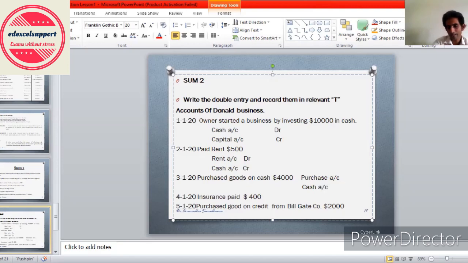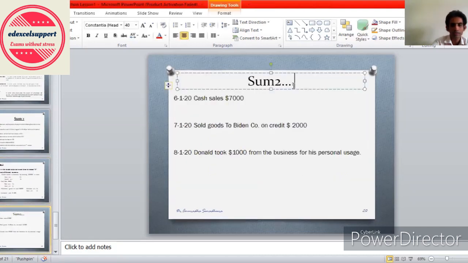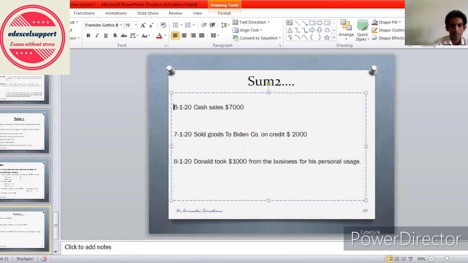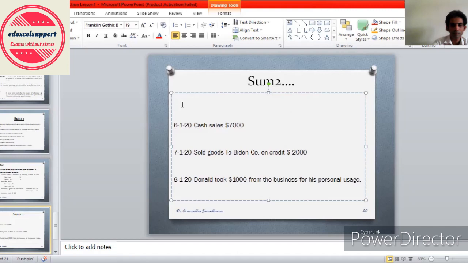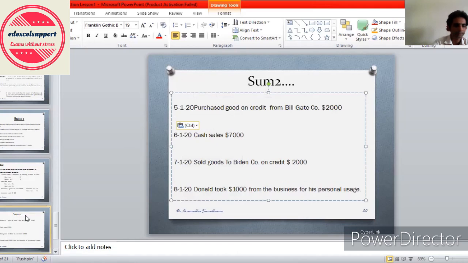So expense, what is an expense? Expense incurred on purchase: account debit, and the money is going from the business to credit. That's done. Next one, I think we have to do some arrangement here.